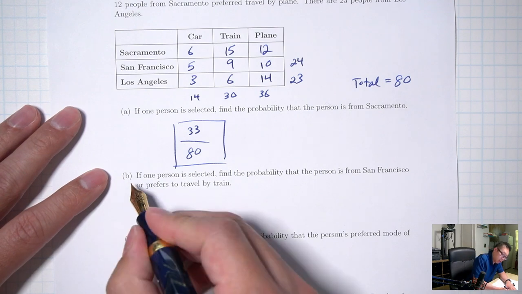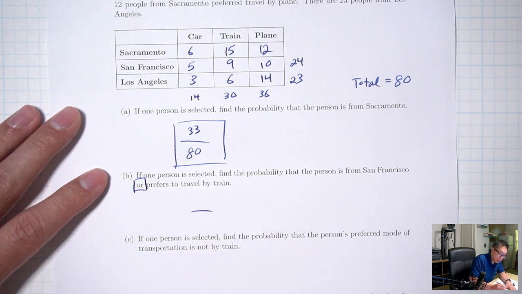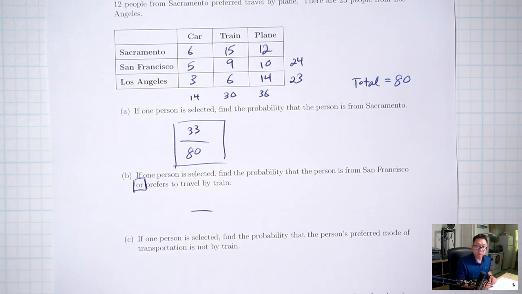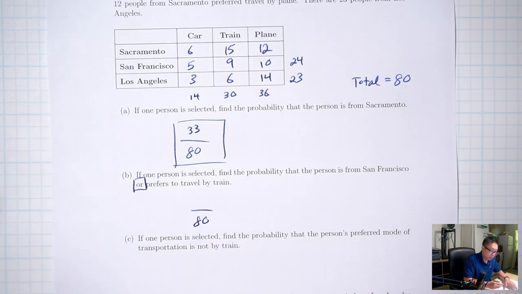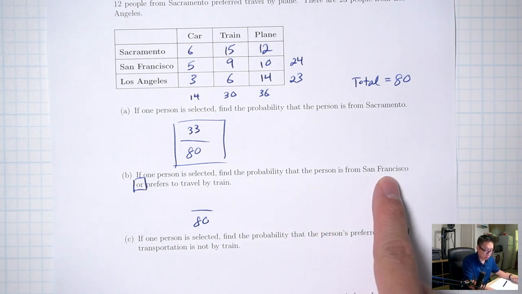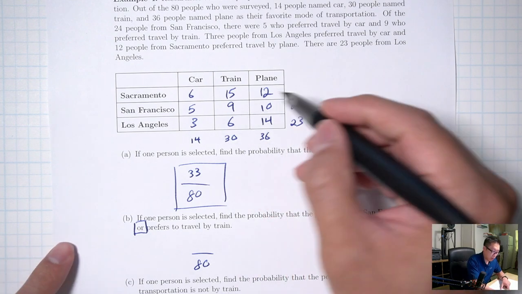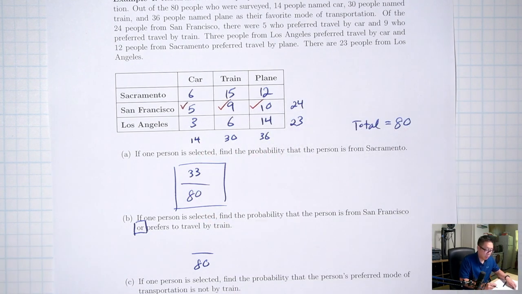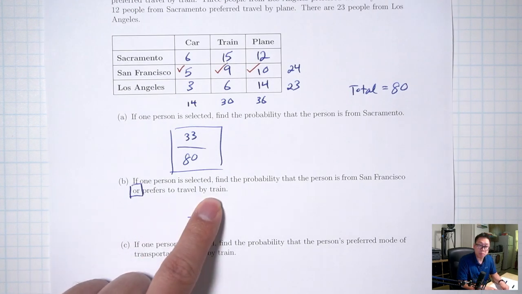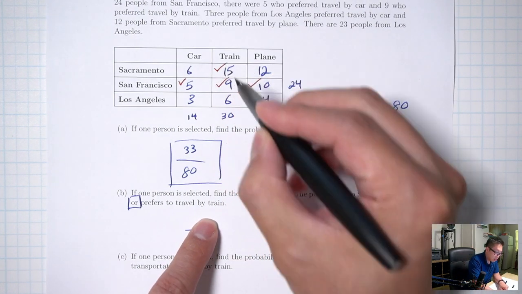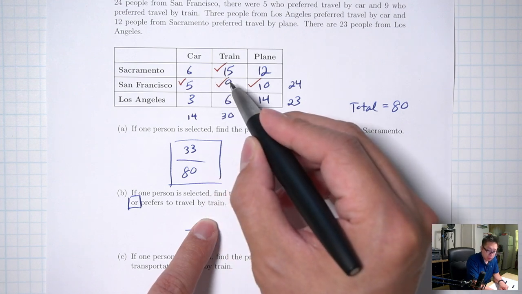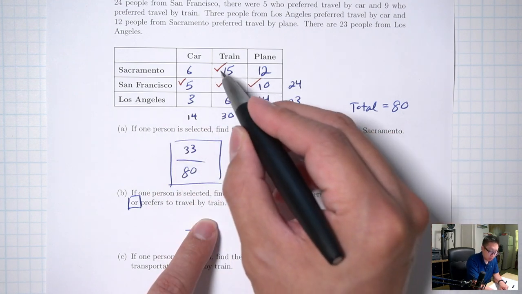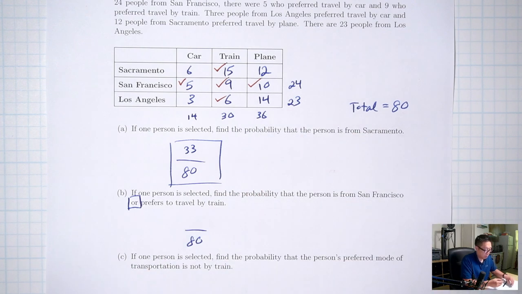Part B: if one person is selected, find the probability that the person is from San Francisco or prefers travel by train. So the keyword here is or. Bottom is going to be everybody, which is 80. Or means I'm going to take the two groups and combine them together to get a bigger group. So I'm going to take all my San Francisco numbers, which are 5, 9, 10, and then also combine the train numbers, which is 15. I don't want to count the 9 twice because I already got it with the San Francisco numbers. So just the 15 and the 6.